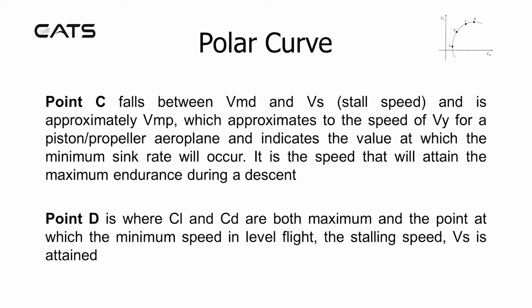Point C falls between VMD and VS, stall speed, and is approximately VMP, which approximates to the speed of Vy for a piston propeller aeroplane and indicates the value at which the minimum sink rate will occur. It's the speed that will attain the maximum endurance during a descent. Point D is where CL and CD are both maximum, and the point at which the minimum speed in level flight, the stalling speed, Vs, is attained.